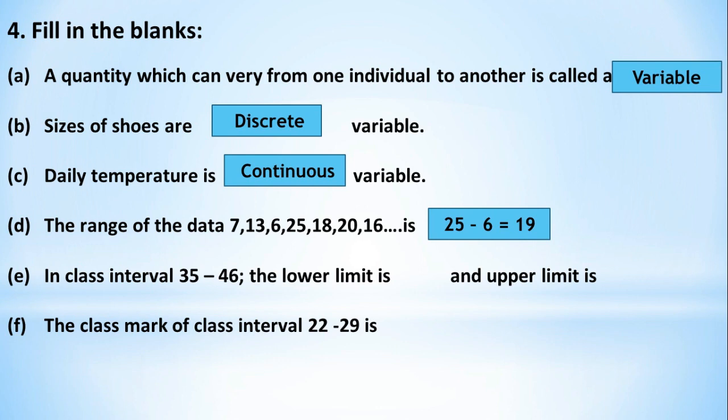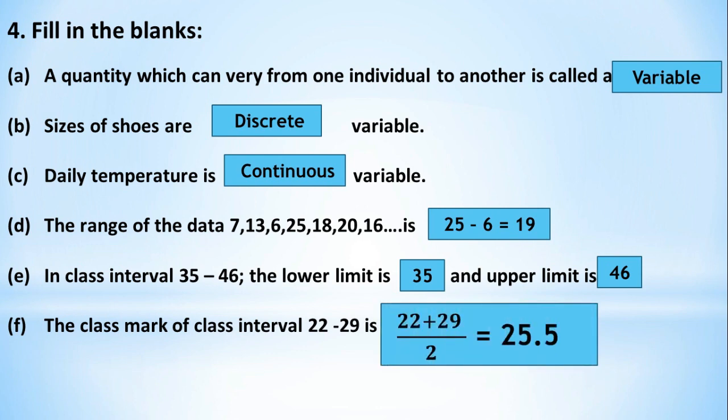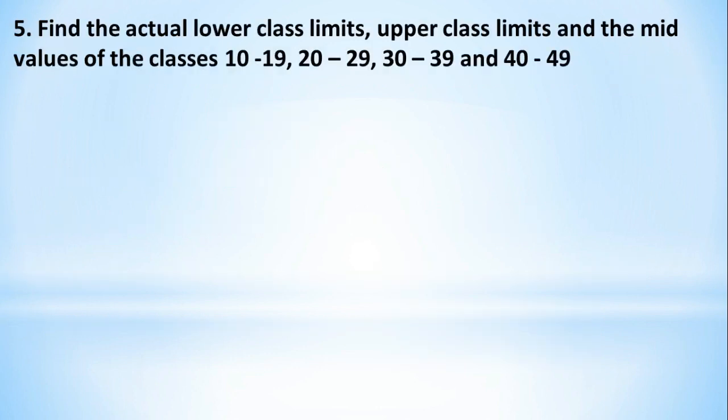In the class interval 35 to 46, what is the lower limit? Lower limit is 35 and the upper limit is 46. Now the class mark. What do you mean by class mark? Class mark means it is the midpoint of the class interval. So how to calculate the class mark? The given class interval is 22 to 29. Find its sum and divide it by 2. That is 22 plus 29 by 2. So the class mark is 25.5.